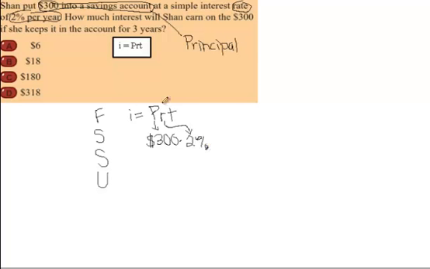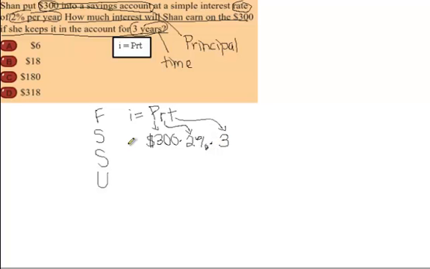That's my percent. And then it says how much interest will Shan earn on the $300 if she keeps it in the account for 3 years? The 3 years is also super important, and that is our time. So the 3 is actually our time.